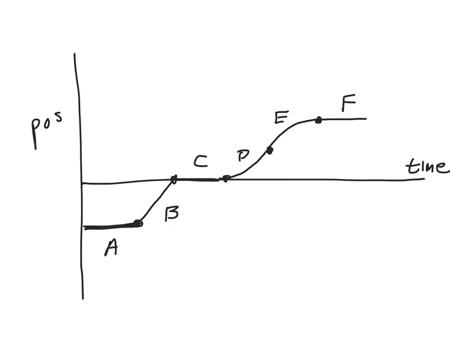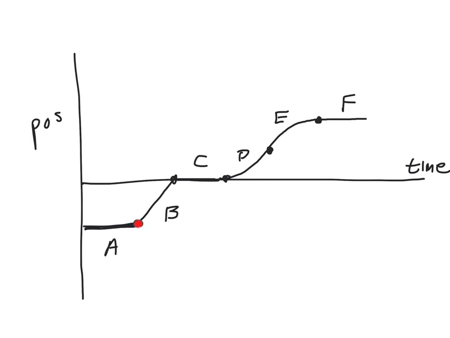Okay, here's what I came up with. During the A interval, it's sitting in a negative position, but it's not moving. So this is like minus 30 meters, and it's sitting there. So even though it's in a negative position, it doesn't have a negative velocity. It has a velocity of 0.